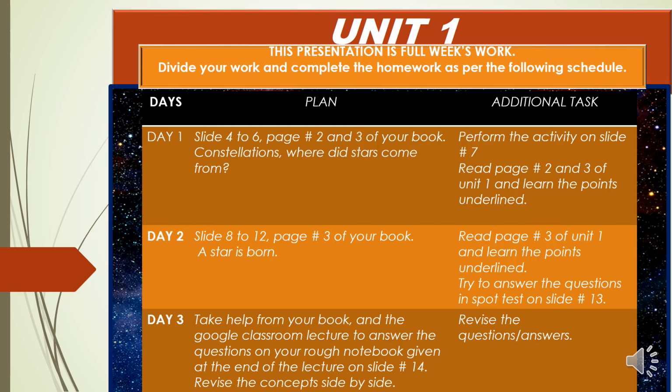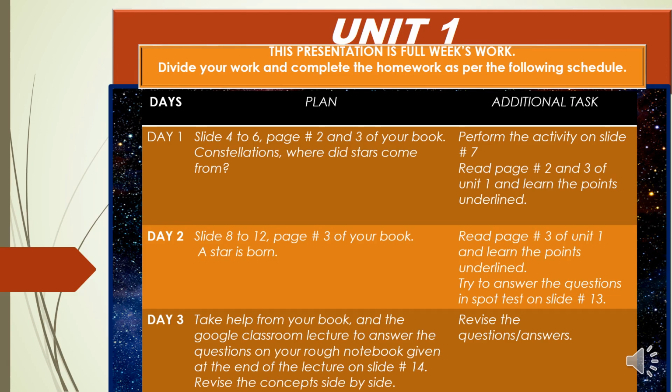On day 1 you can go through slide number 4, 5 and 6, which comprises page number 2 and 3 of your book. It has topics of constellations and where did stars come from, and your homework will be to perform the activity which is mentioned in slide number 7. You will read page number 2 and 3 of unit 1, and you will learn the important points which I'll make you underline.